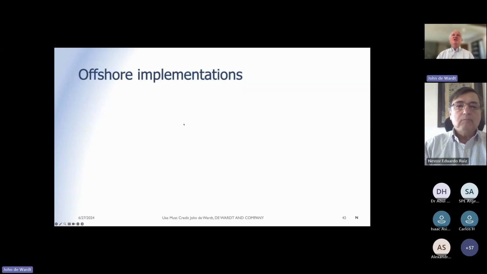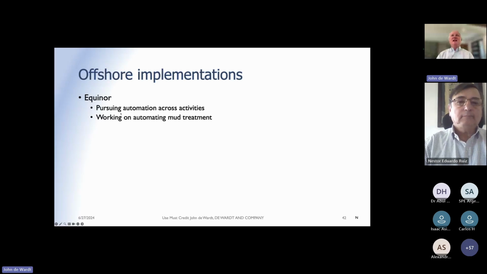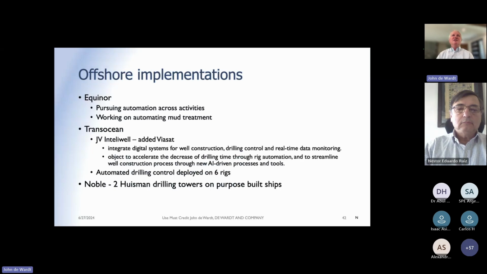And offshore, there are implementations. So you get Equinor, they are really pursuing automation across multiple activities. And one of the things they've been working on recently is automating mud treatment. So automating the detection of mud parameters and then taking that to automate mud treatment. Transocean has a joint venture with IntelliWell, and they are looking at integrating digital systems for well construction, drilling control, etc. And their aim is to accelerate the decrease of drilling time through using rig automation.